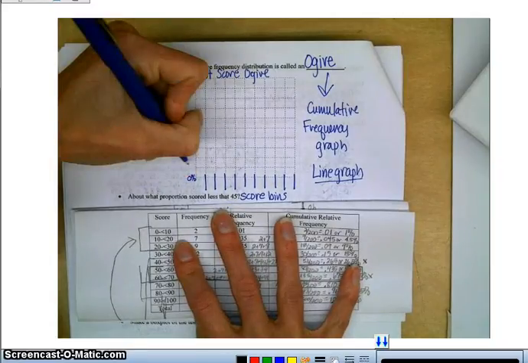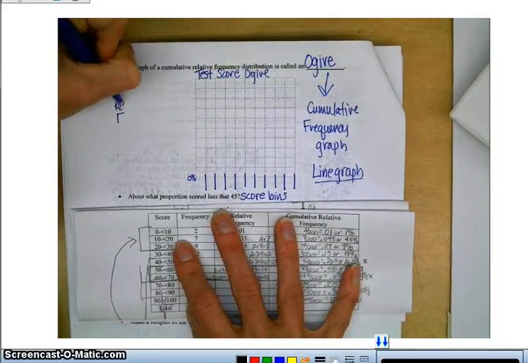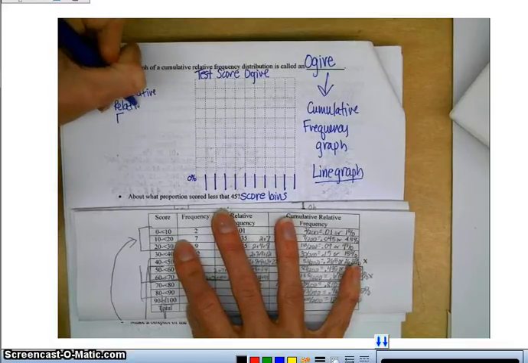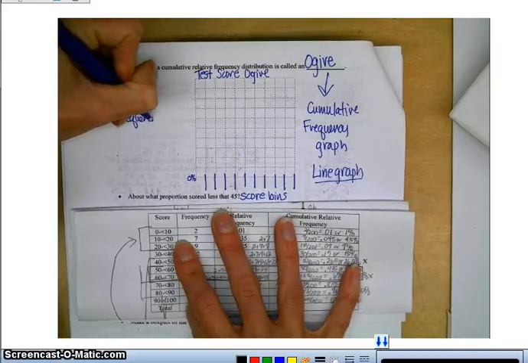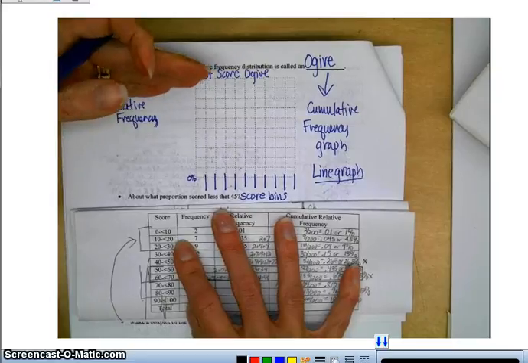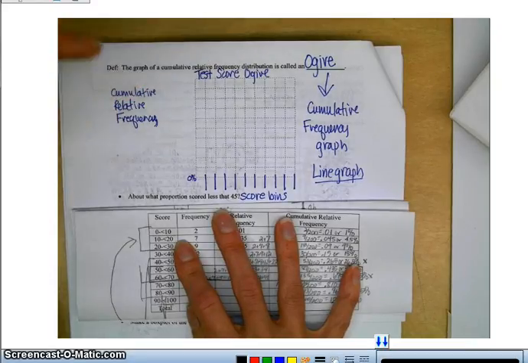So these are the percents, the relative cumulative relative frequency. Okay, frequency all by itself means how many. Relative frequency means a percent of the total. Cumulative relative frequency means a running sum of the percent of the total.